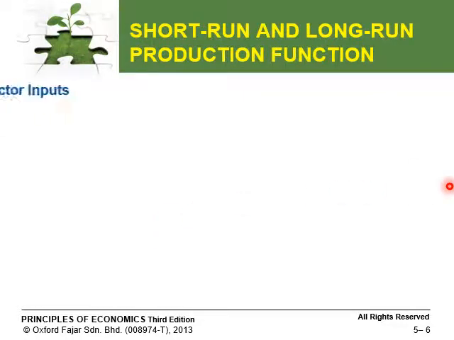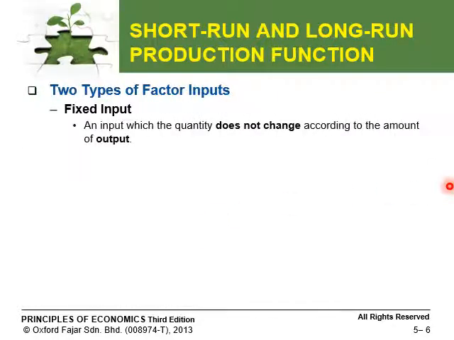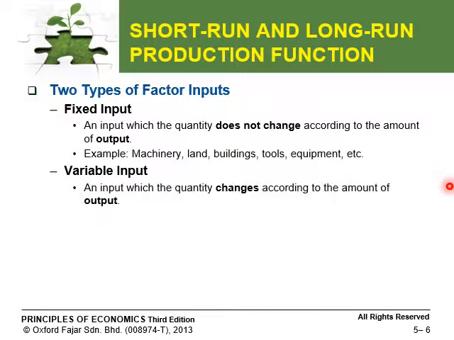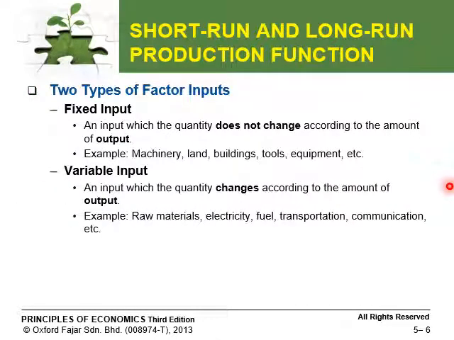There are two types of input: fixed input and variable input. As you can see, fixed input is constant. Fixed input never changes as you increase or decrease the amount of production. Meanwhile, the variable input will change, or increase, as production increases. Examples of fixed input are machinery, land, and building. Meanwhile, this is an example of variable input.